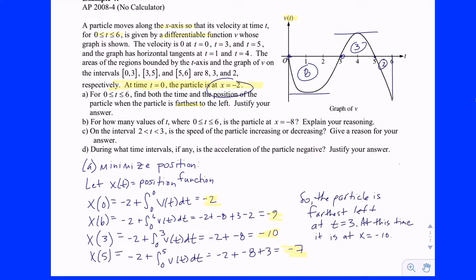Why? Because it's a local max. And for a continuous function, a local maximum cannot be an absolute minimum. For a continuous function, a local max cannot be an absolute min. So that would be the candidate x equals 5 that you could have omitted.